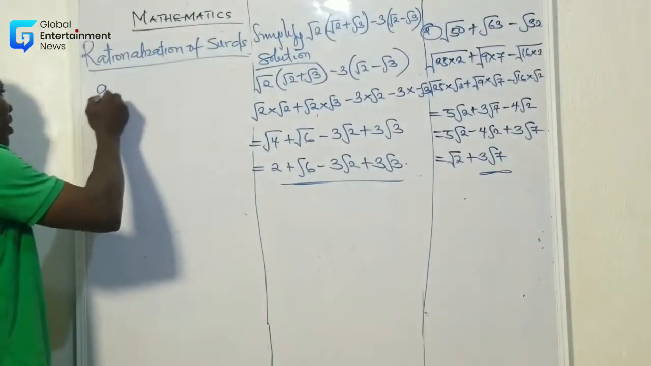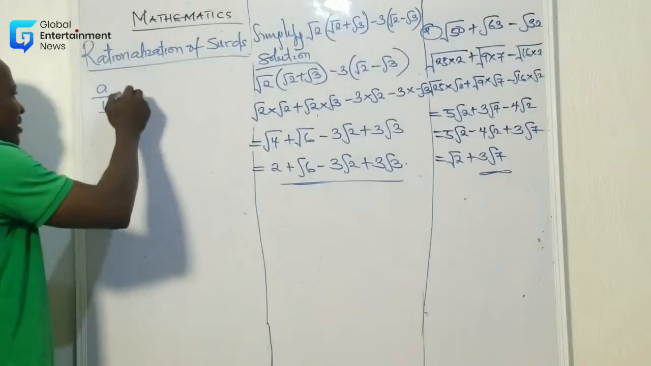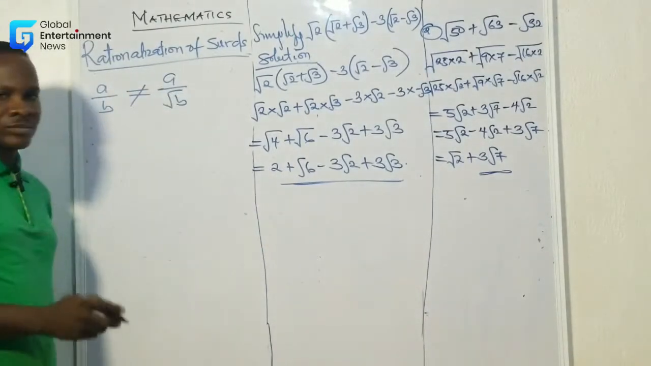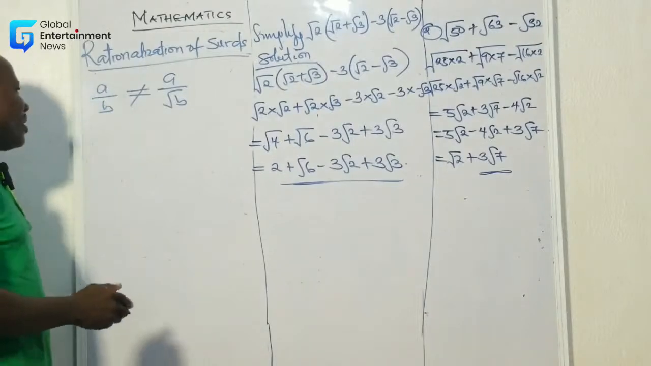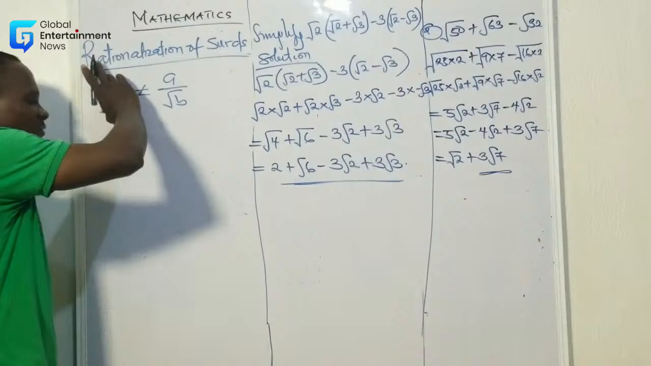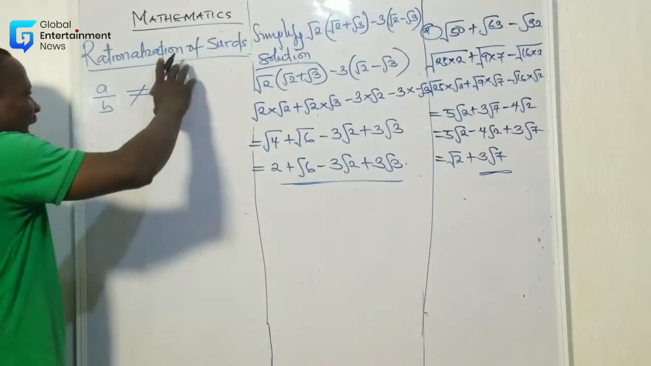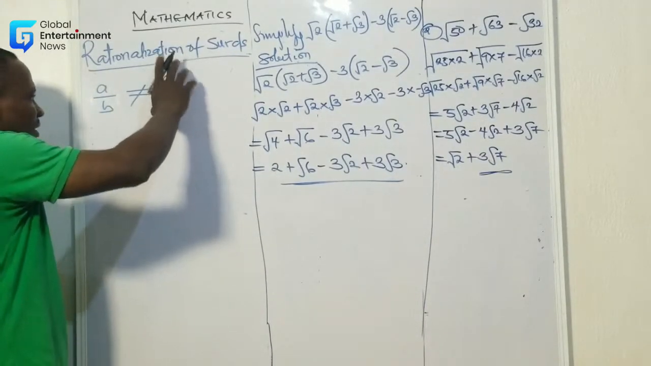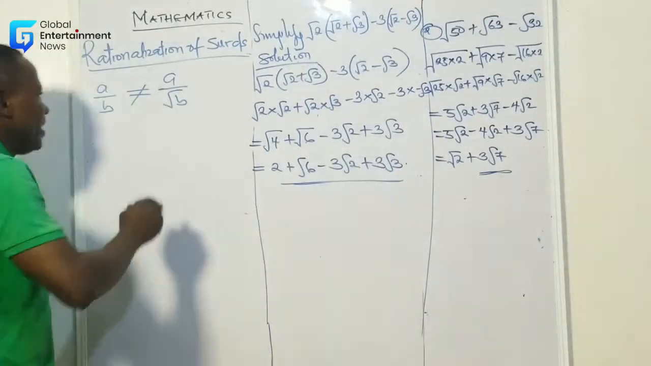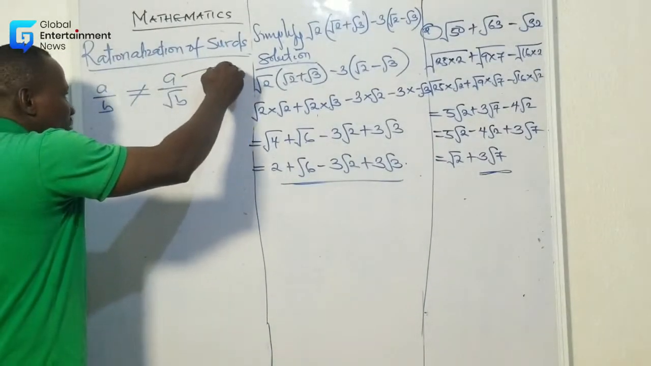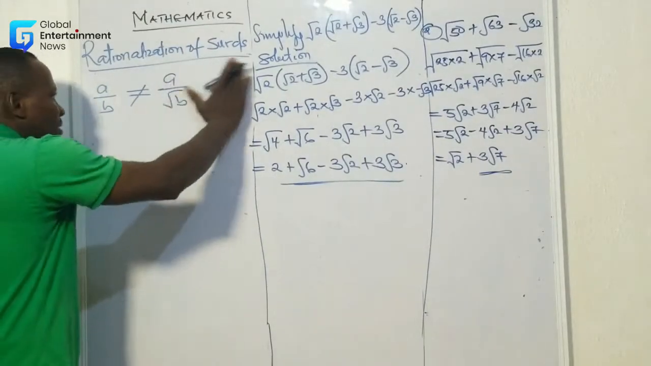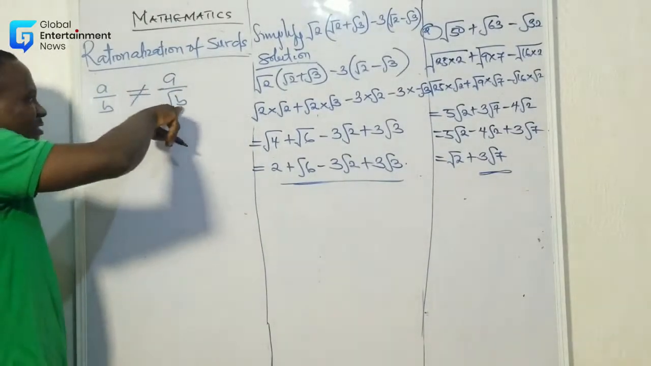Now, this number a all over b is not equal to a root b. You know that? Once they give you something like this, this one is a normal fraction. But if you have an expression like this, a over root b, it means that this one is a normal numerator, while this one carries a root. That means that we have to rationalize this denominator.